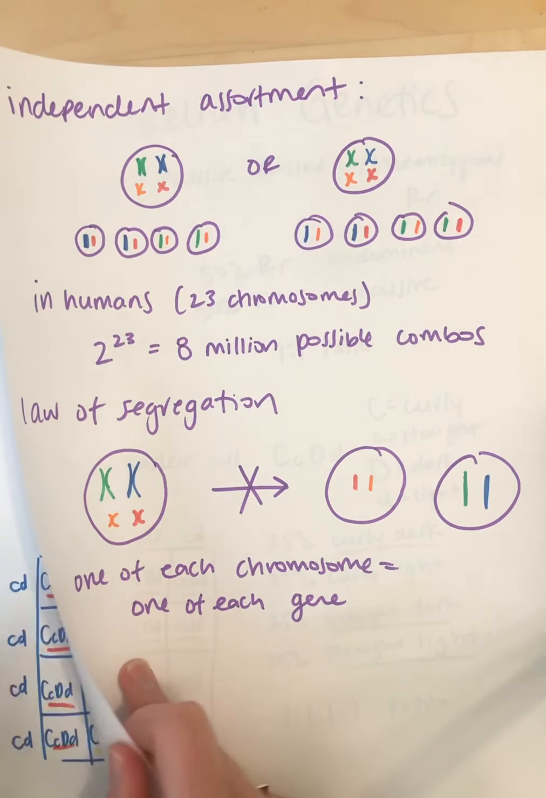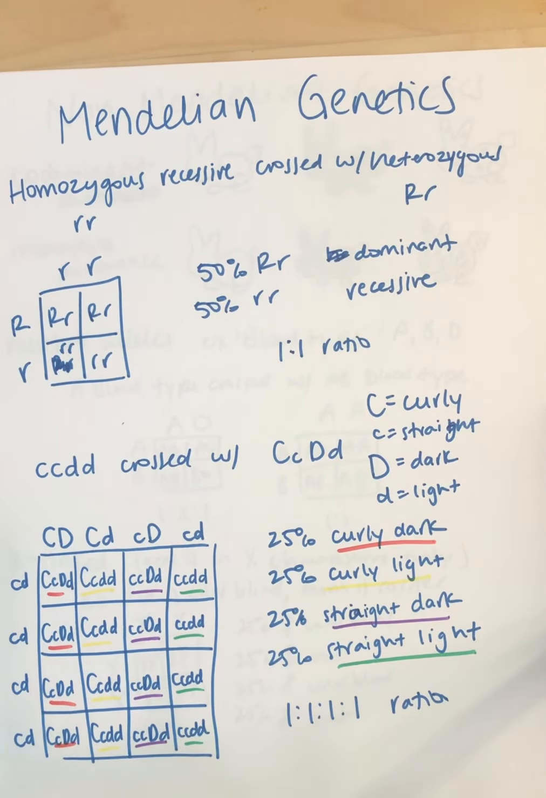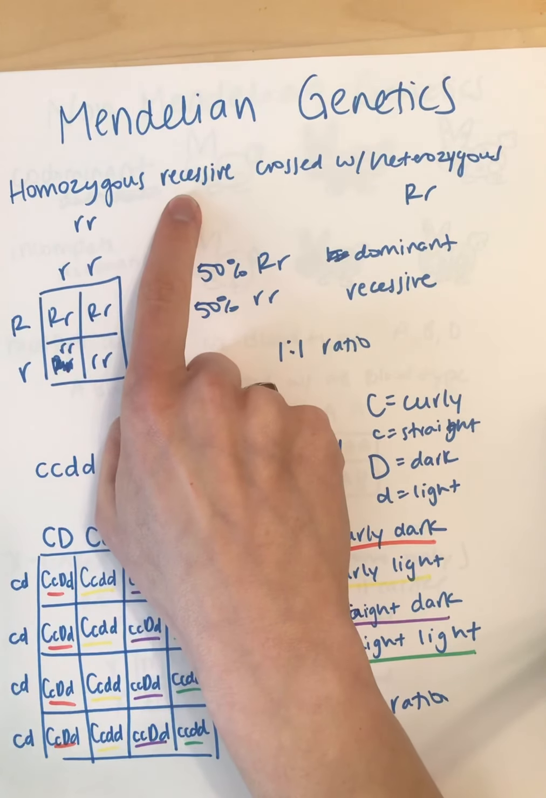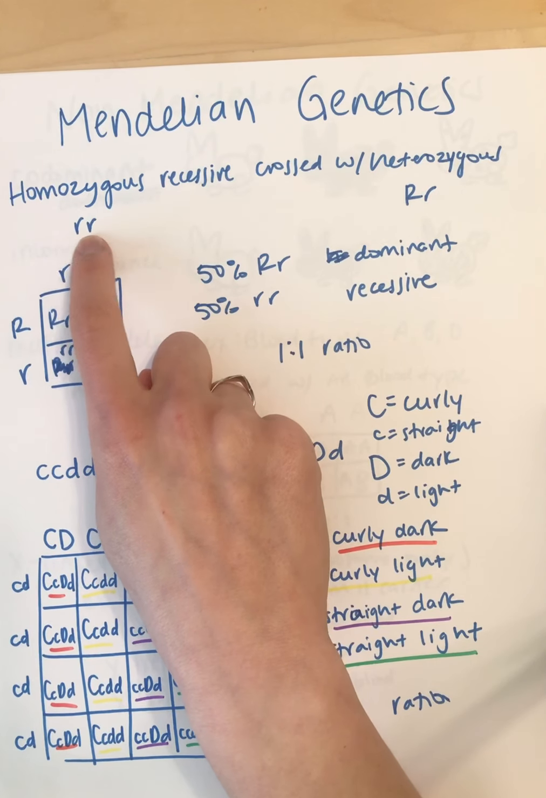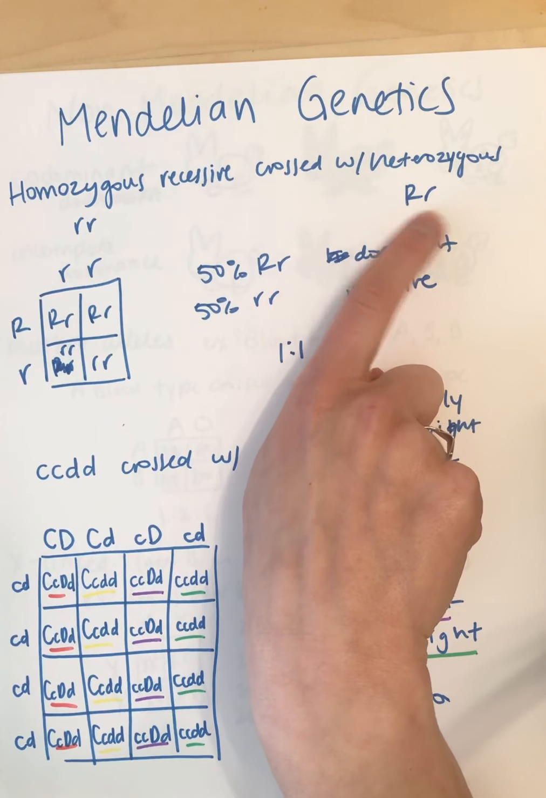Okay, so in Mendelian genetics, that's when we practiced Punnett squares the most. So I'm just going to do two quick examples. In the first example, I have a homozygous recessive individual crossed with a heterozygous individual. Remember, homozygous recessive would be two little letters. That's how we'd represent it. Heterozygous would be a big and a little.